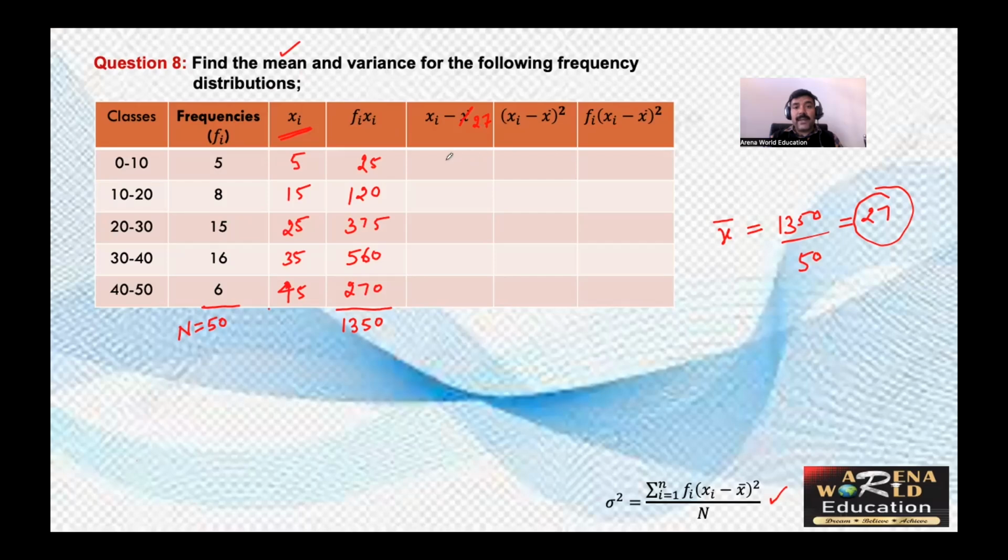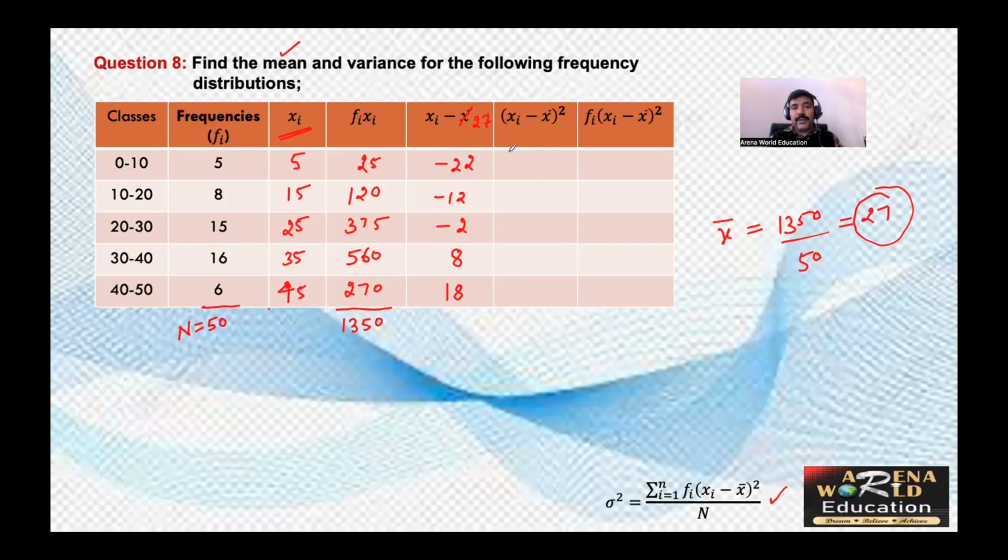So 5 minus 27, yes, this will be minus 22. 15 minus 27, this will be minus 12. 25 minus 27, this will be minus 2. 35 minus 27, yes, this will be plus 8. And 45 minus 27, this will be 18. Now in the next step, we will find the square of all these values.